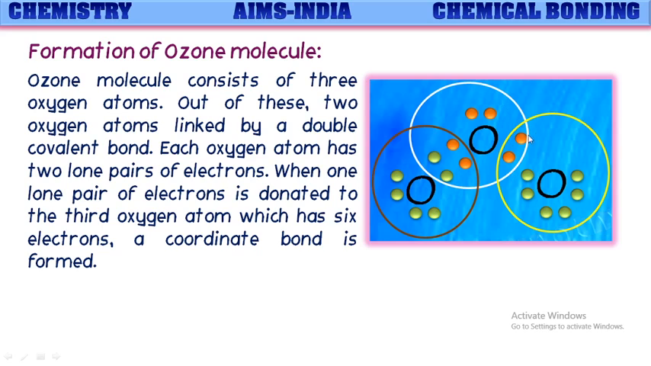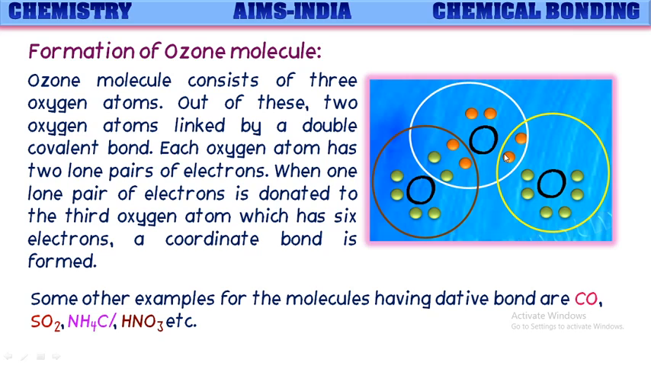When a lone pair of electrons is donated to the third oxygen atom, which has 6 electrons already, a coordinate covalent bond is formed between these two. So first these two have a double bond, and these two oxygen atoms have two lone pairs of electrons on them, whereas the third oxygen atom still needs two more electrons, hence one of them donates a pair of electrons to it and a coordinate covalent bond is formed here.